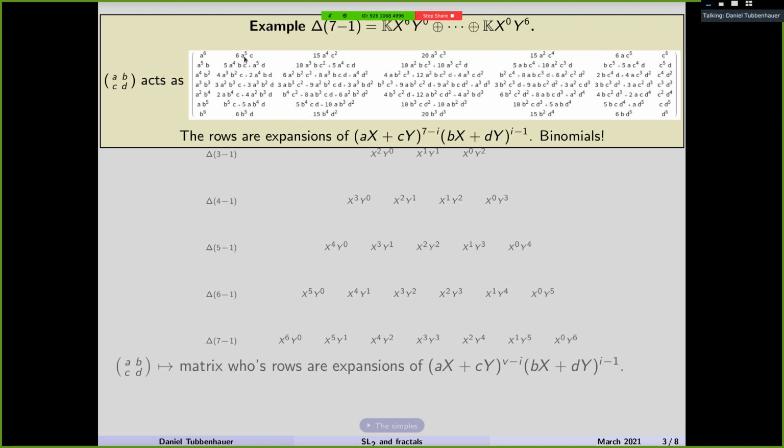And the numbers you see here, ignore A and C. Here's a 1, here's a 6, here's a 15, here's a 20, 15, 6, 1. These are just the binomial coefficients, of course, because what you do is expand those expressions with the binomial formula. The other rows are kind of mixtures. It's really easy to write down, don't worry about it too much. The point is you will see binomials turning up all over the place.